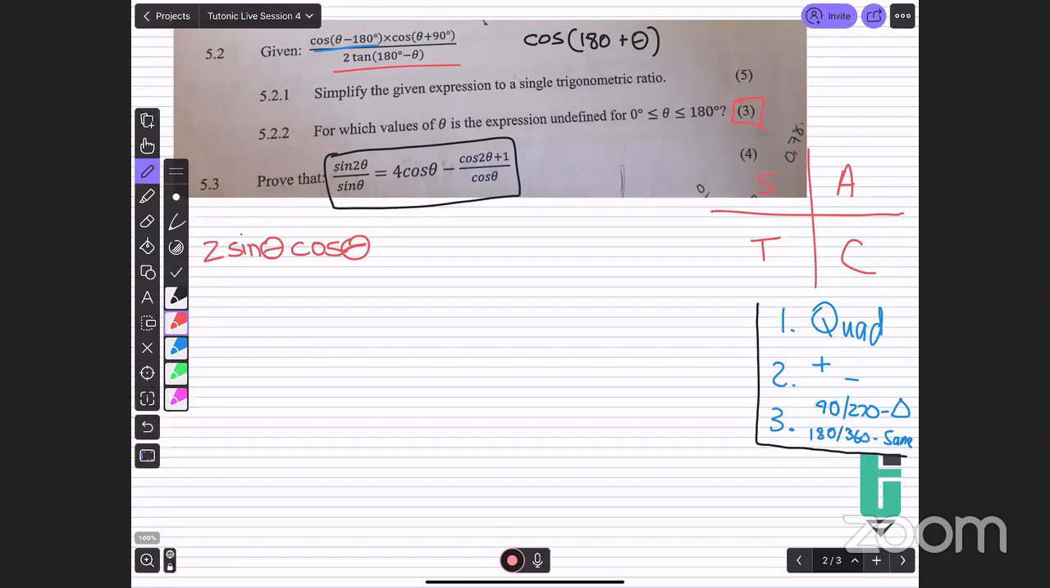Okay. So, and that's over sine theta, right? Yeah. So therefore we can cancel. So it just becomes 2 cos theta. So we have to show that the right-hand side is 2 cos theta, in other words. Because we can't simplify 2 cos theta much more, right? So what can we do? Maybe make the denominators the same? What do you guys think?